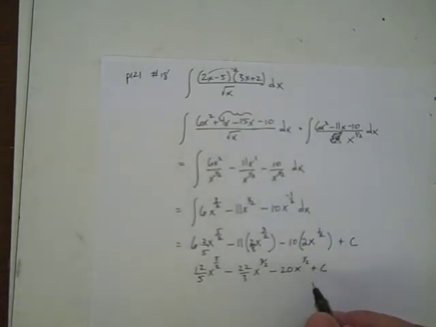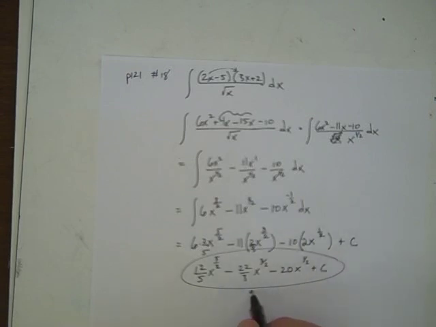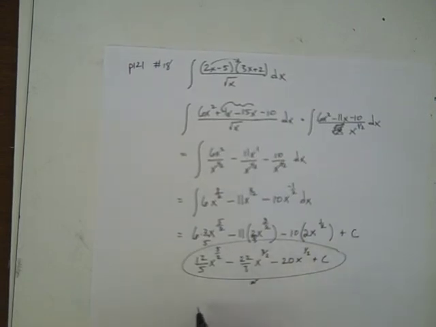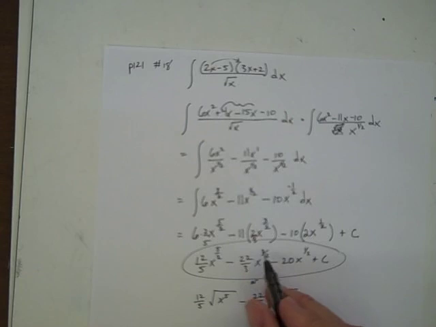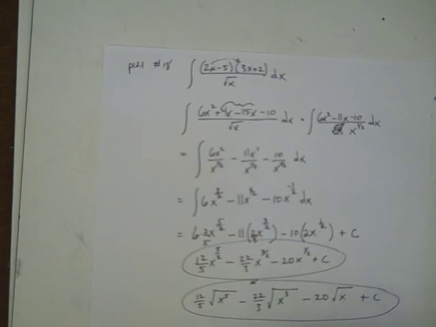And lastly, we need to put this back in radical form. This is the correct answer, or we can write it in radical form, and it looks like this: 12 over 5 times the square root of x to the 5th power, minus 22 over 3 times the square root of x to the 3rd power, minus 20 times the square root of x, plus a constant. And there it is.